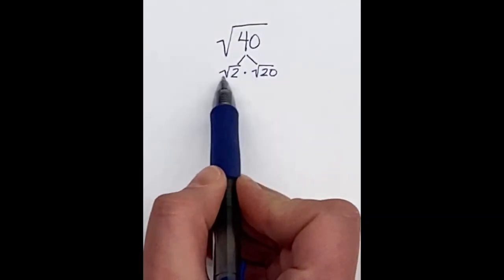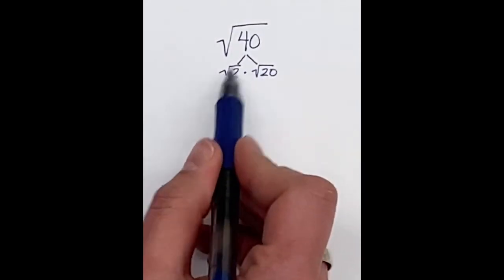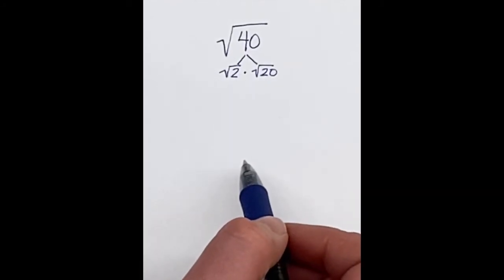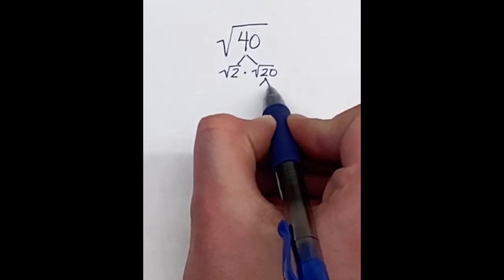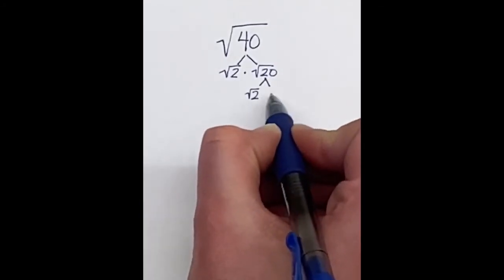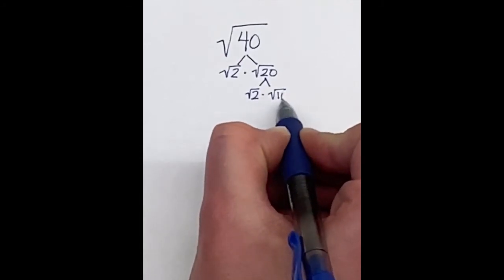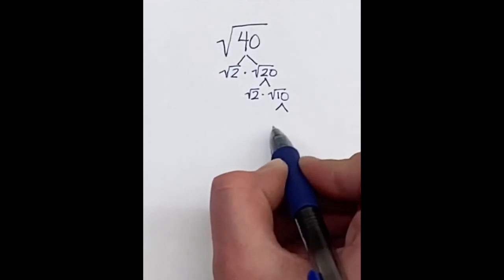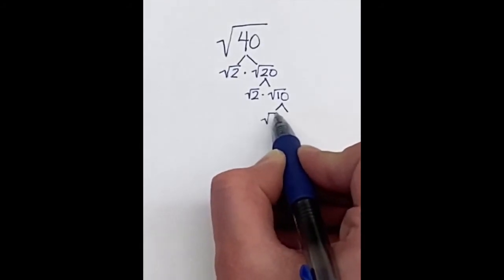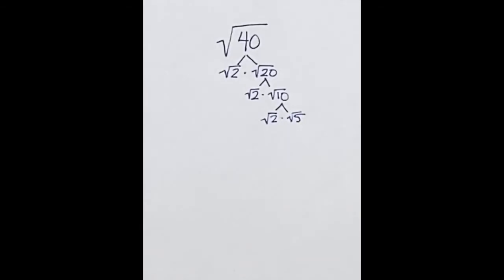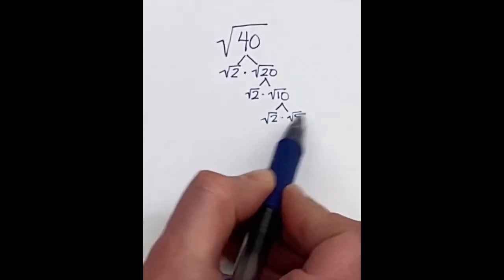We are looking for prime numbers at the ends of our branches of this factor tree. So since 2 is prime, there's nothing else I can do to that branch. But in radical 20, I can break that down into radical 2 times radical 10. Again, 2 is prime, but 10 is not. So I can break radical 10 down into radical 2 times radical 5. All of the ends of my factor tree branches are prime now.